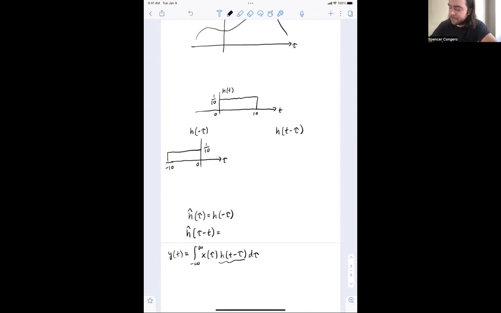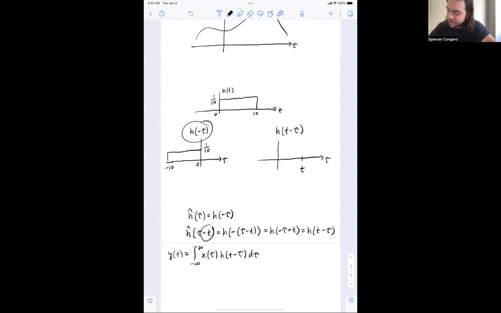And let's see what we get. Well, now I'm just going to plug that whole argument in for tau. So I get h of negative tau minus t, which is h of negative tau plus t, which is h of t minus tau. Sure enough, that's what I wanted. So what this tells me is that to get h of t minus tau, if you give me some t value, say right there, I just take h of negative tau and shift it to the right by t. So it's going to look like this.